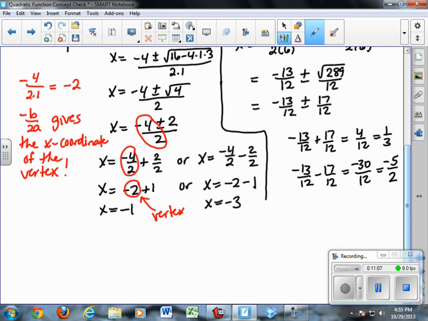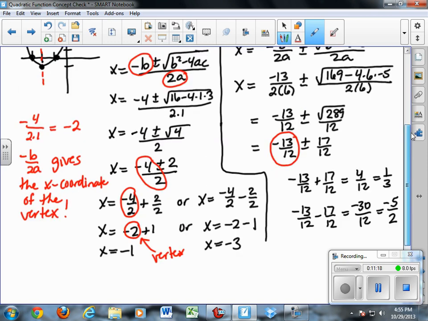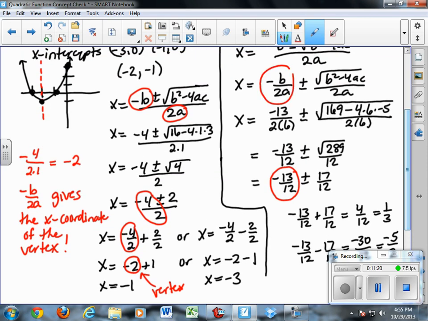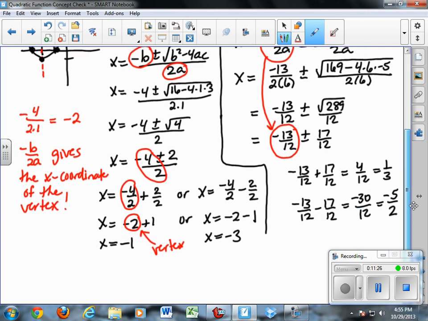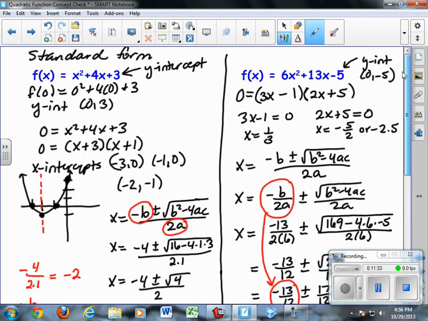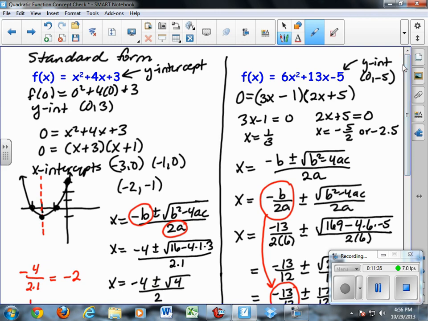But once again, the big idea here is that this is the x-coordinate of the vertex. So all I needed to know was negative b over 2a. That gives me the number that's halfway in between my two zeros. That gives me the x-coordinate of the vertex. Once I know the x-coordinate of the vertex, I could plug it back into the equation to find the y-coordinate of the vertex. I probably would do that on my calculator.